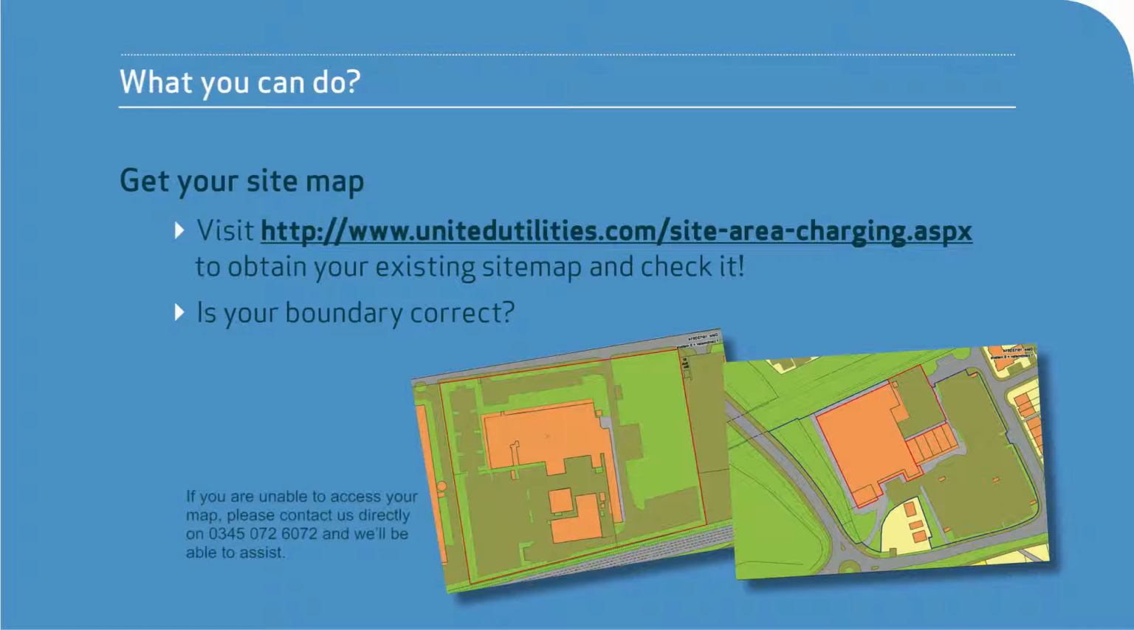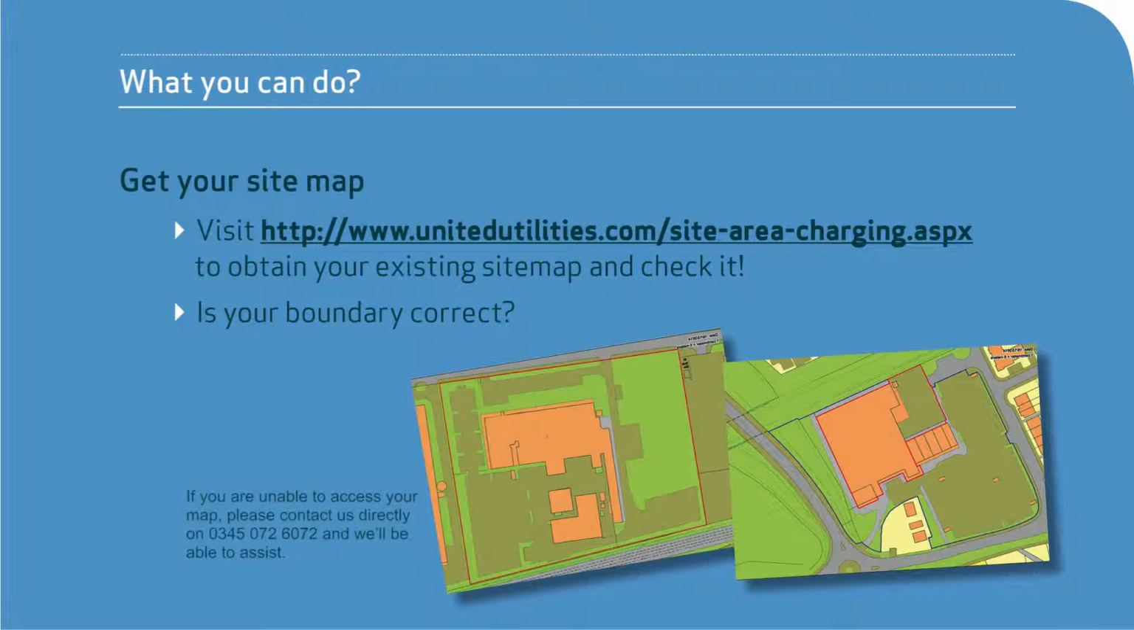We can look at some practical steps that you can take to reduce your charges, and this can help you undertake your own assessment. So the first thing you need to do is to get hold of your site map, and you can do this by using a link to get to your map if you've not already got a copy of it. You'll need your account number or map reference and the postcode of the site to log in. If you do have any trouble logging in, just email our site area team and we can assist you with this. Then once you've got your map, check it.